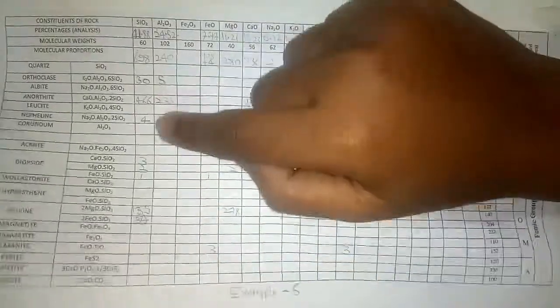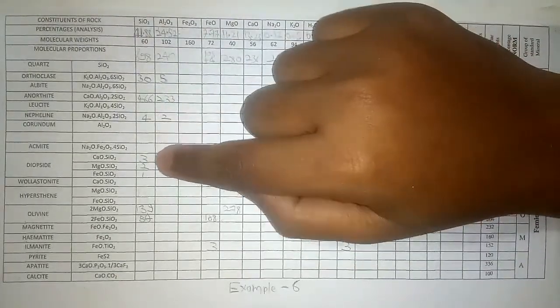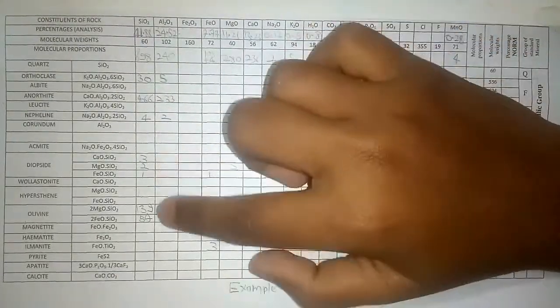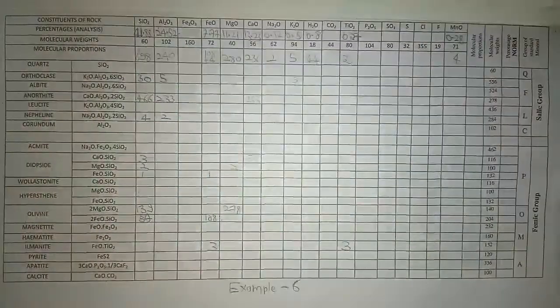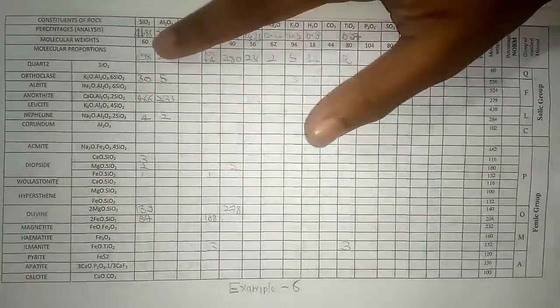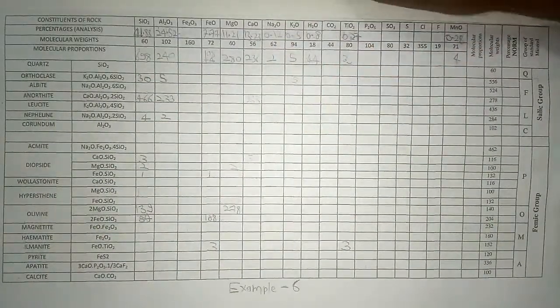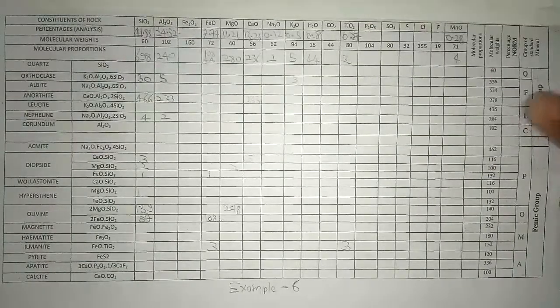So 30 plus 466 plus 4 plus 3 plus 2 plus 1 plus 139 plus 54 is equal to 699, but we want only 698. So still there is a problem of 1. There is a silica deficiency of 1. So we have to satisfy that.